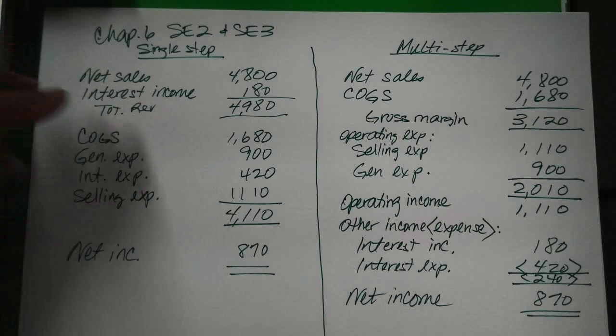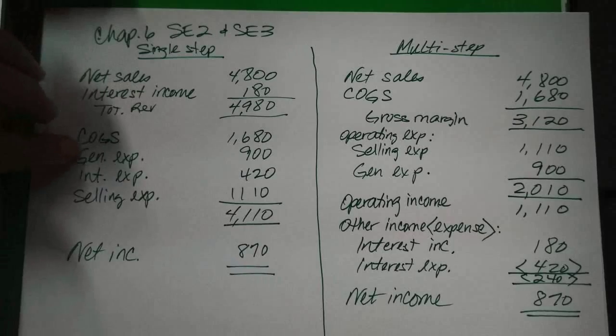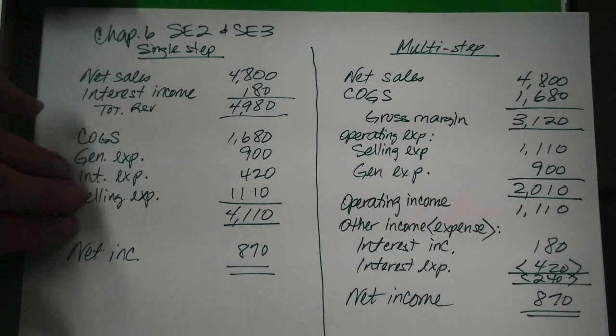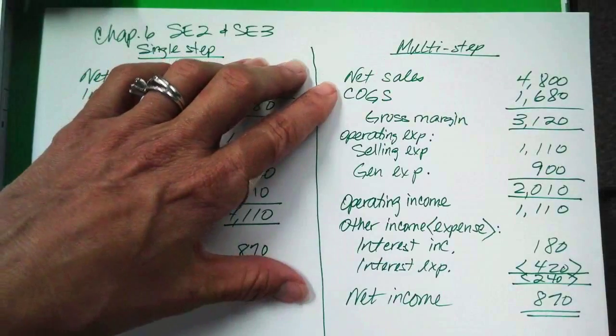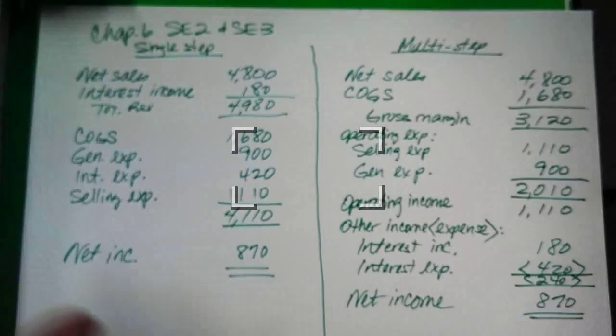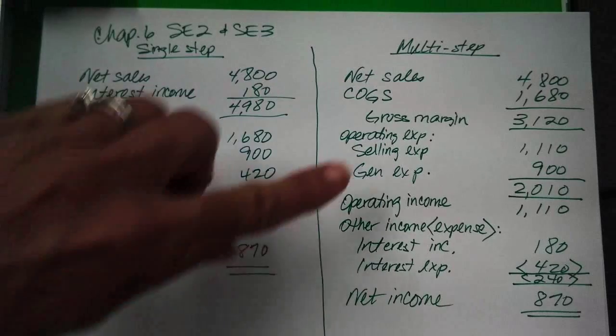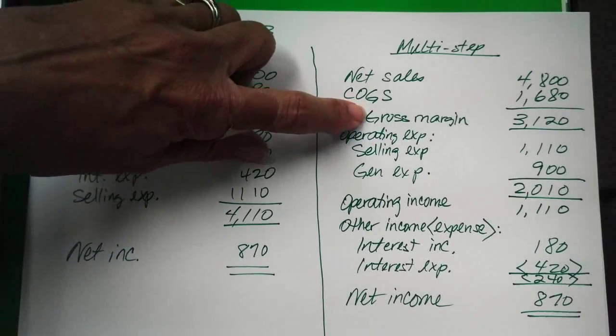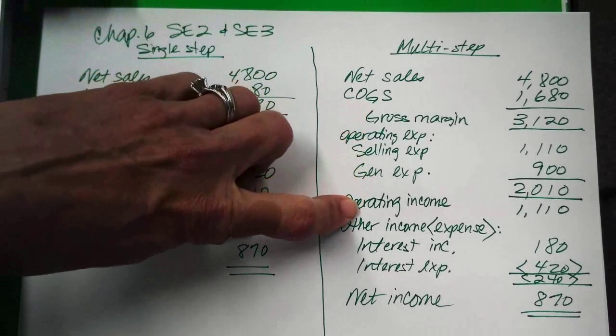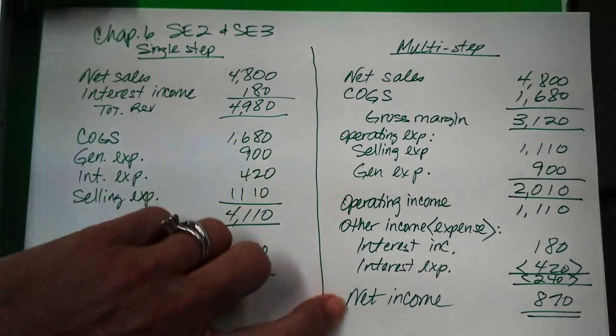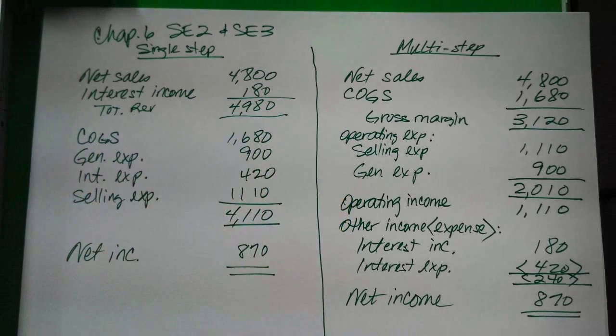In a nutshell, here's how we take 1, 2, 3, 4, 5, 6 pieces of information and complicate it quite a little bit. For you to get full credit, you would need to know that you had the subtotal here, know that you had the subtotal for operating income before you do net income.